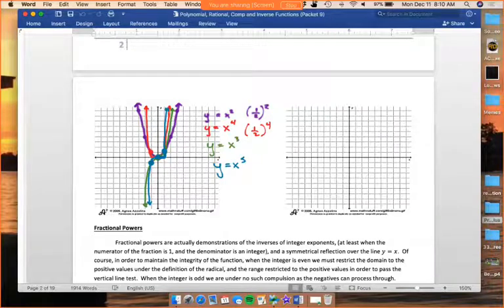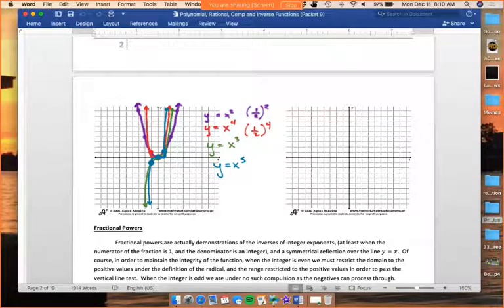Are there any questions on the positive integers? Okay, so we'll get to non-integers in a little while. Let's look at negative integers.